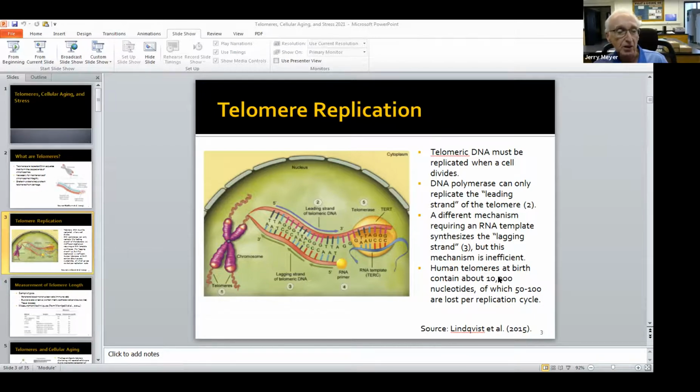So human telomeres at birth contain about 10,000 nucleotides, and this doesn't seem like much, but when you think about somatic cells that are dividing many, many times over your lifespan, not your neurons, since most neurons in the brain are not dividing, but your various somatic cells are, over time the telomeres do get significantly shortened.